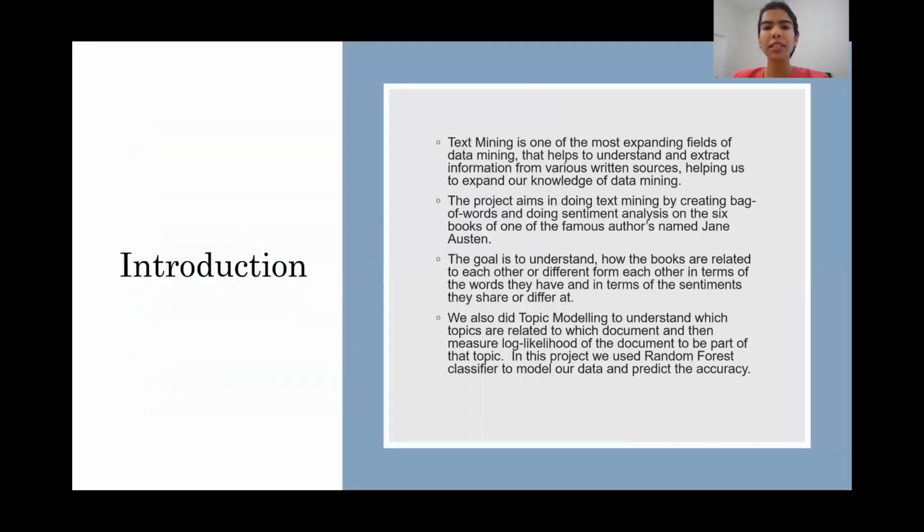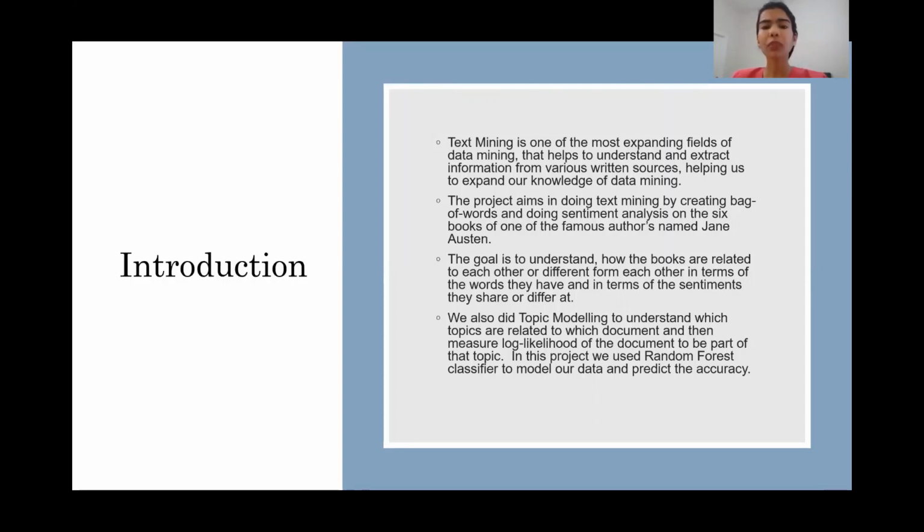So to begin with, text mining is one of the most expanding fields of data mining. The intent here is to find how similar or dissimilar the given text could be, not only in terms of the words they are sharing, but also in terms of the sentiments that they share. Here I intend to compare or relate 6 books of the same author, Jane Austen. The reason was that the same author has written all these 6 books, so I was interested to understand how similar or dissimilar these 6 books could be with each other. That is the reason why I chose this topic to do text analysis using bag of words and sentiment analysis.